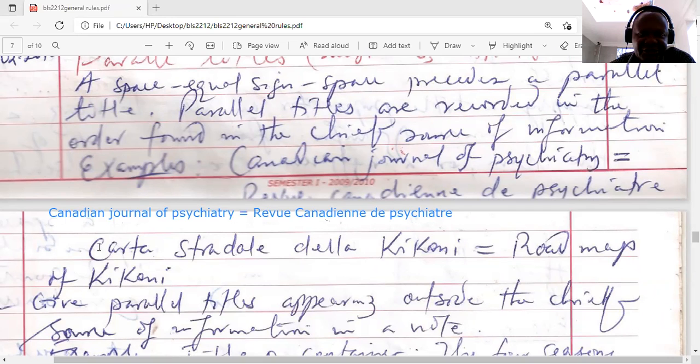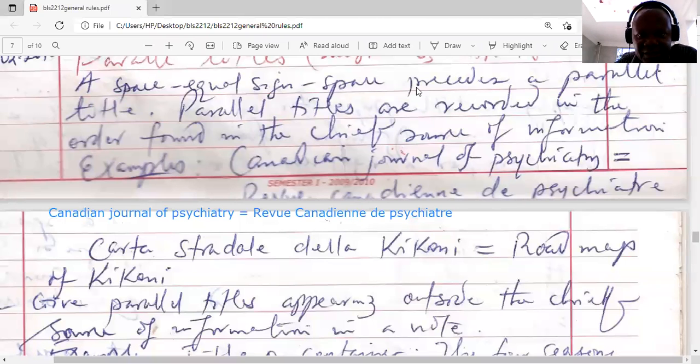The French wording is the title proper, and then the parallel title is what is in English. So Carte Routière de la Chiconi is the title proper, and its parallel title comes after a space, an equal sign and a space: the roadmap of Chiconi. So those of you who stay in Chiconi, if you are directing someone, you give them a roadmap of your place. In French, it is Carte Routière de la Chiconi.